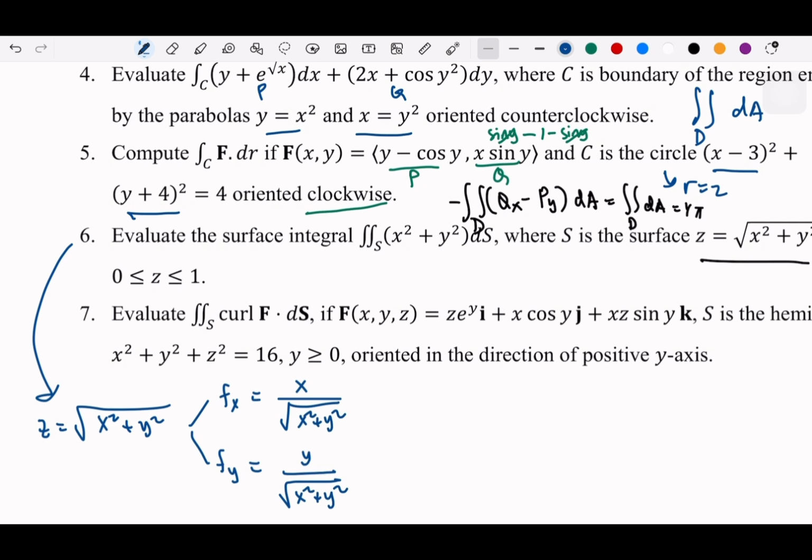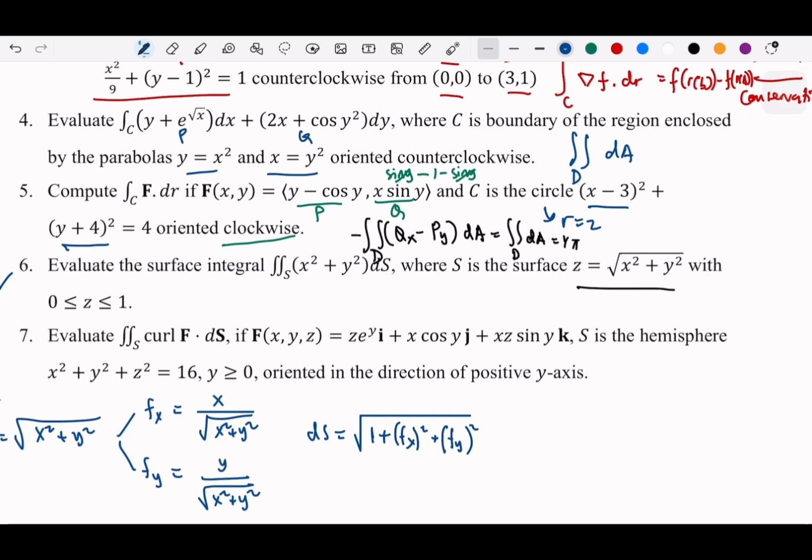Okay, and then the dS for the surface area, remember, for surface integrals, there are two kinds, okay? Either you can directly use the surface area like this, okay? Or using the parametrizations, which means that you need to compute, if you remember in our class, I think last 2 weeks, the cross product RU and RV and take the magnitude value. And this will be the result.